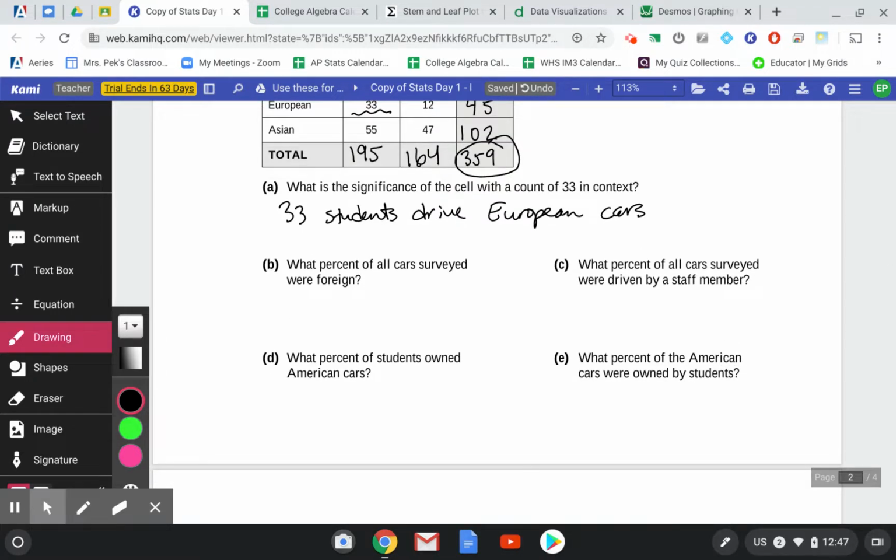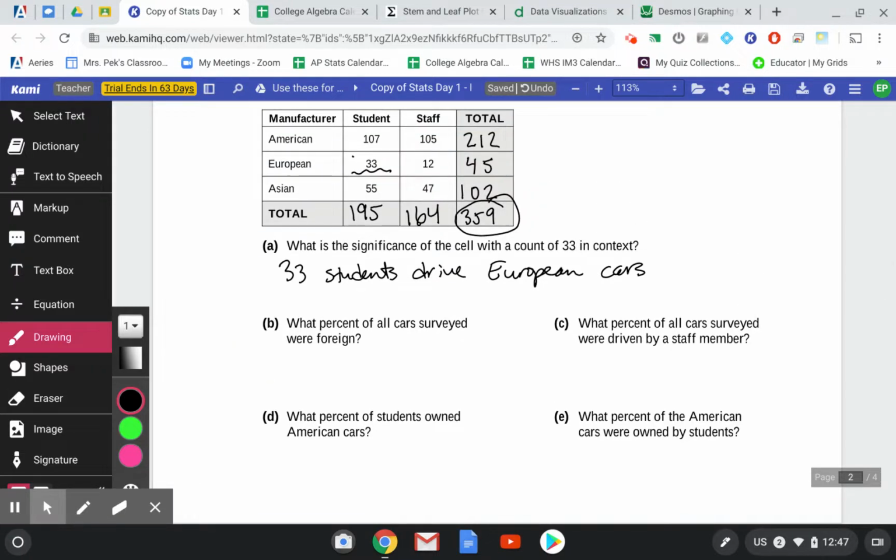What percent of all cars surveyed are foreign, given that we are in the US? Given that we're in America, foreign cars would be European and Asian cars. So we could take the 45 European cars plus 102 Asian cars out of the total 359 cars, and we get about 40.9%. It did say specifically what percent, so I want to make sure my answer in this case is a percentage.